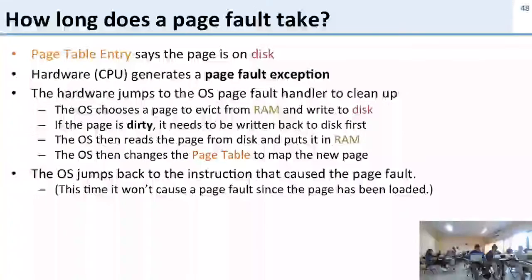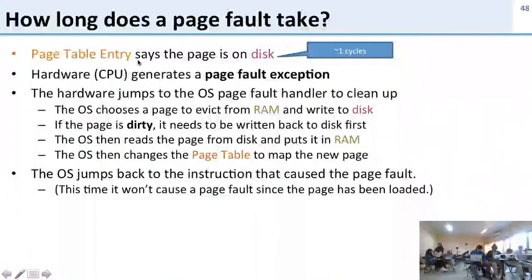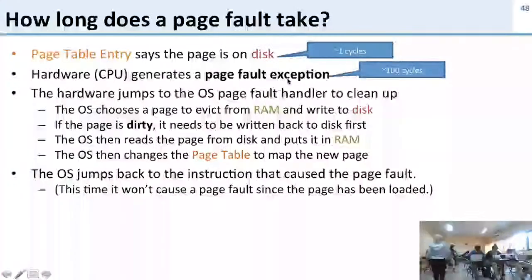So, how long does a page fault take? Here are the things we're going to do. How long do they take? Well, how long does it take to find out if the page table entry says it's on disk? Well, this is really fast. We just need to look it up in the page table. How long does it take the CPU to generate a fault exception? Well, this could be hundreds, maybe thousands of cycles. It takes a while to generate one of these exceptions.